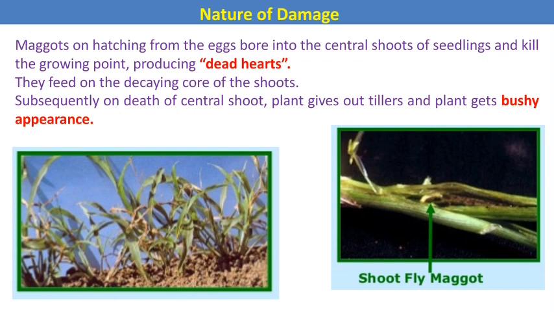These larvae or maggots also feed on the decaying core of the shoots, and subsequently, on the death of the central shoots, the plant gives out tillers and gets a bushy appearance. This is another characteristic symptom. The infested sorghum plant gives side tillers or side shoots due to the infestation of these maggots, and these side shoots look like a bushy appearance. It means dead heart and bushy appearance are the two major symptoms produced due to the feeding of the maggots of the shoot fly.